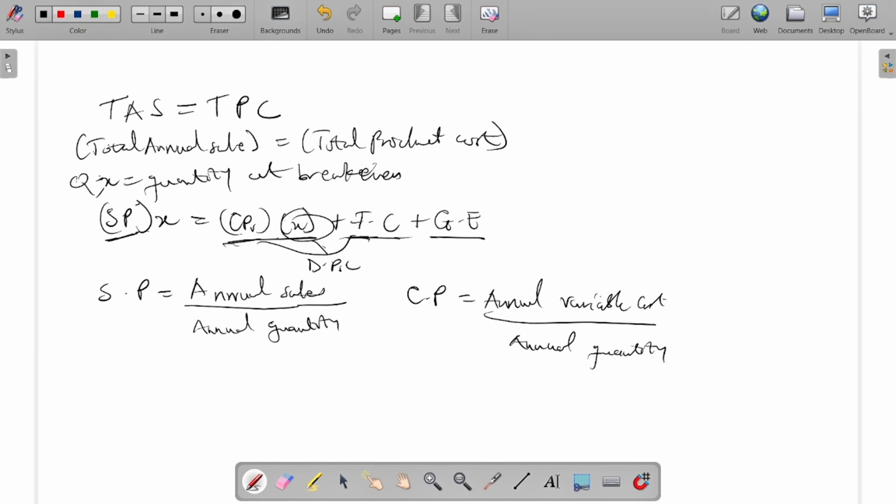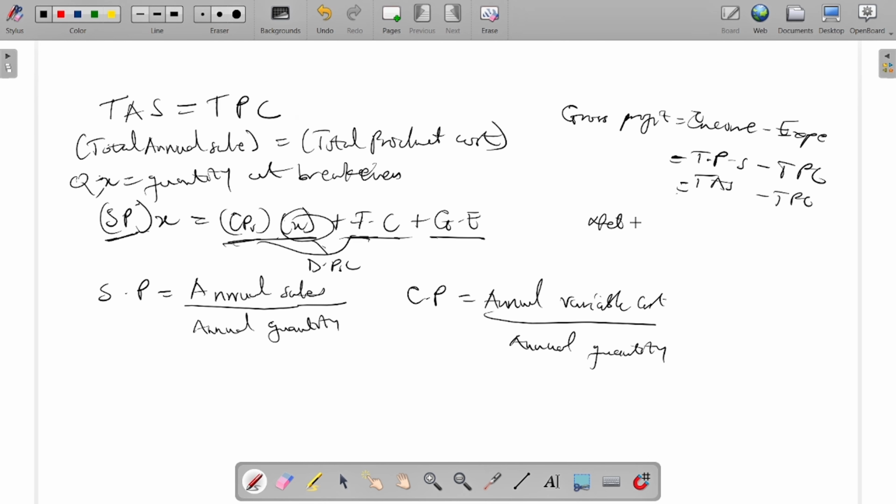And with the break-even, we also have what you call the gross profit. The gross profit is the profit with tax. The gross profit is the income minus the expenditure. The income is the total annual sales, and the expenditure is the total production cost. So TAS minus TPC gives me the profit. You get it?